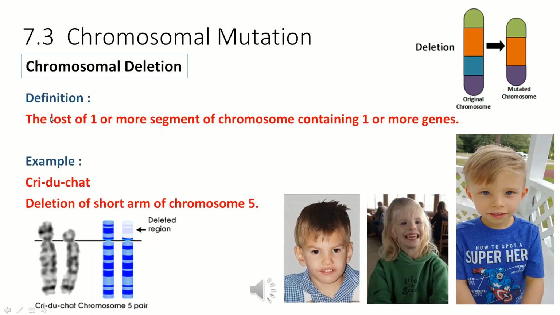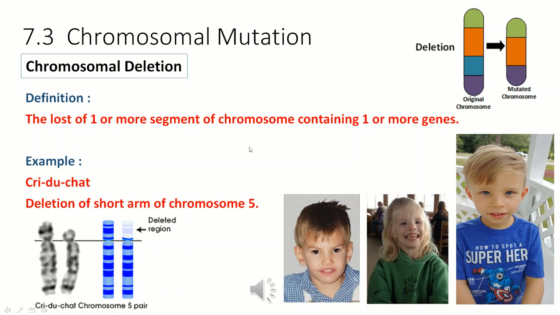Deletion means the loss of one or more segments of a chromosome containing one or more genes. As you can see, there are 4 segments in this chromosome. The blue region here is deleted, causing the chromosome to be shorter. As we know, this segment contains genes, so the resulting chromosome will carry fewer genes. So there will be some genes that will be missing.